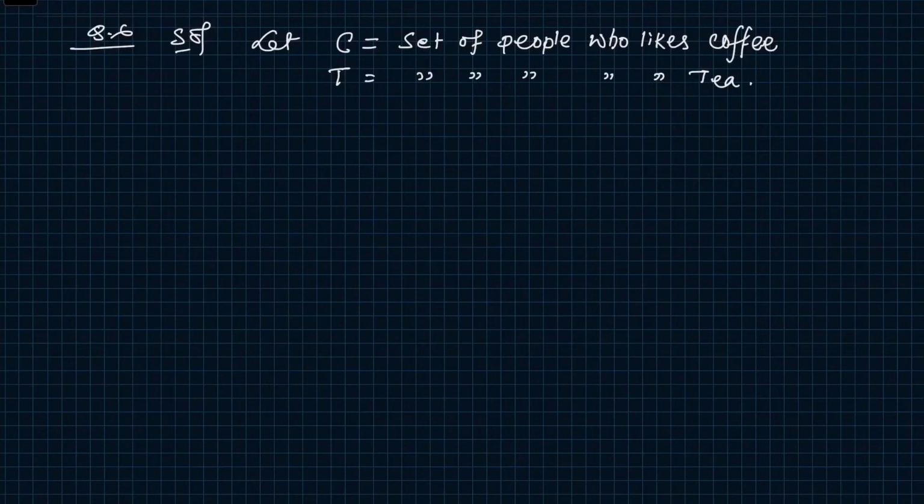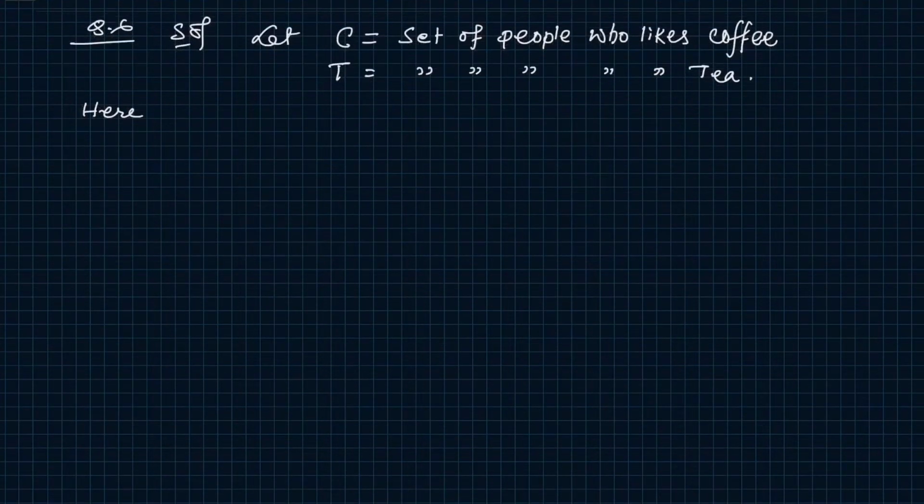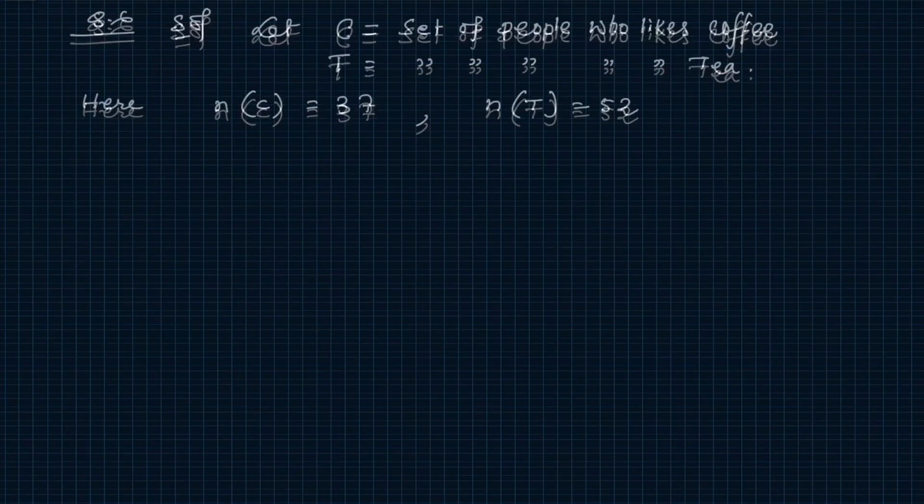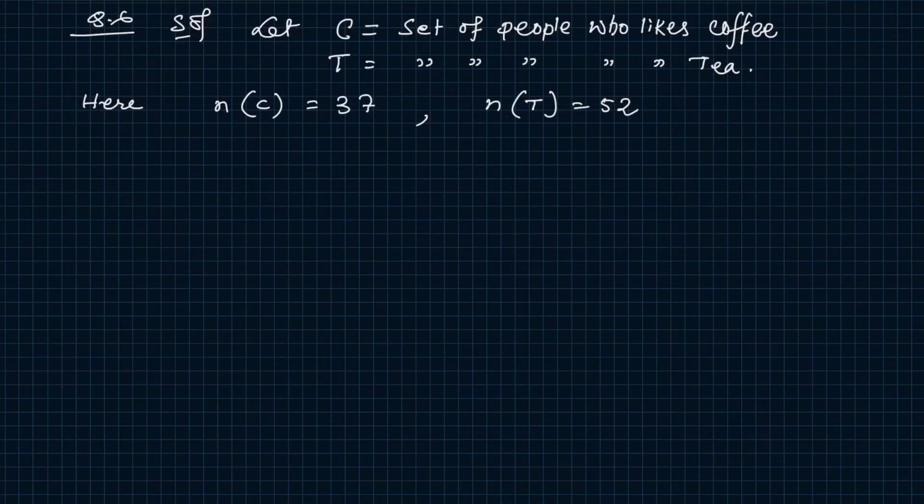Okay, so in the question it is given, 37 people like coffee, so the number of elements in set C must be 37, and 52 like tea, so the number of elements in set T must be 52. As it is a group of 70 members, the number of elements in C union T must be 70. So we need to find how many people like both tea and coffee.